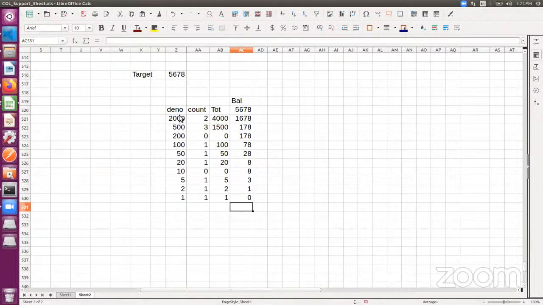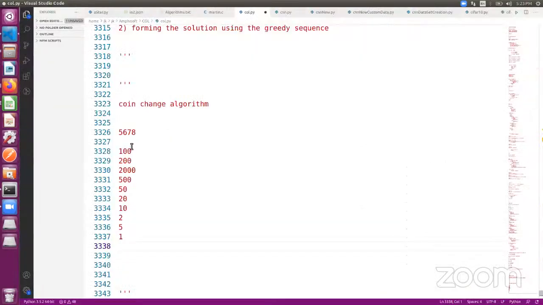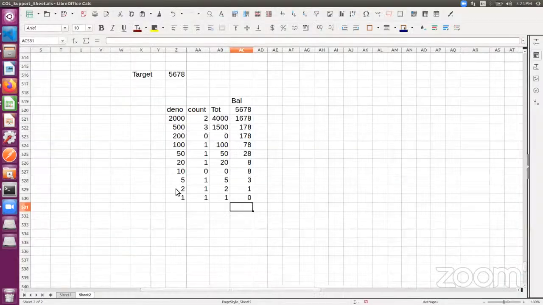The first step was sequencing. The denominations were given in some random order, so we sorted them in descending order, which is the greedy sequence we used. And using this greedy sequence, we formed the solution.